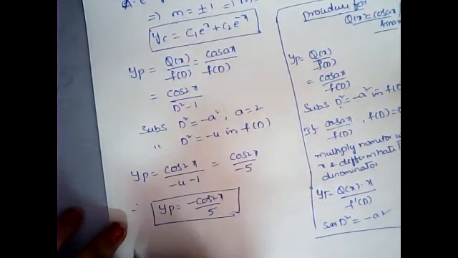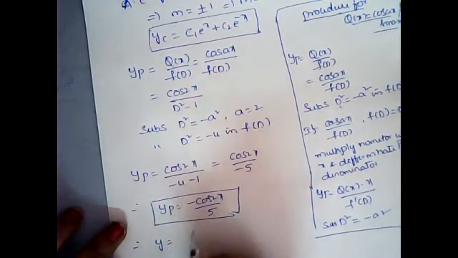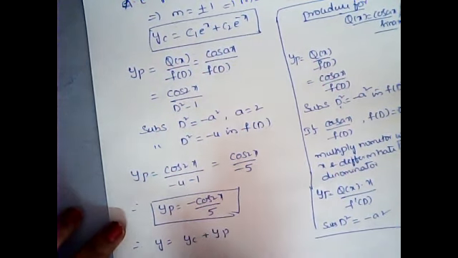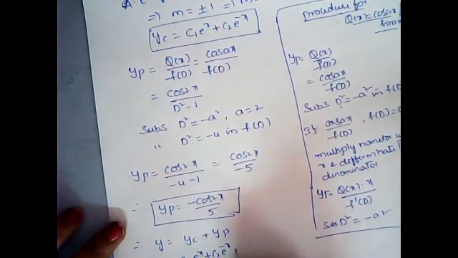Therefore the general solution is y is equal to yc plus yp. So y is equal to c1 e power x plus c2 e power minus x minus cos 2x by 5. This is the required solution. Suppose the same method, if the problem was given to us in this way, D squared minus 3D.